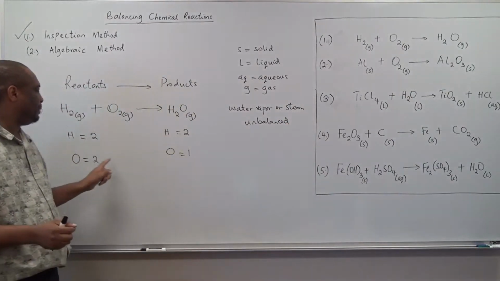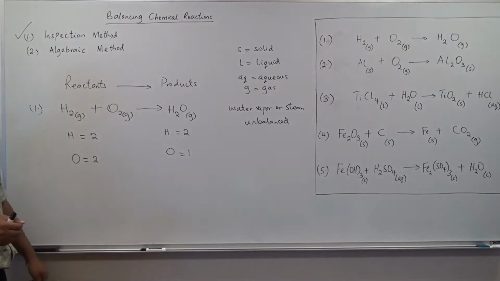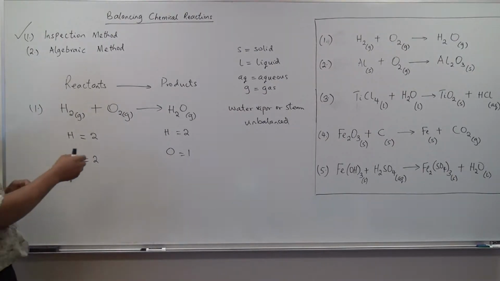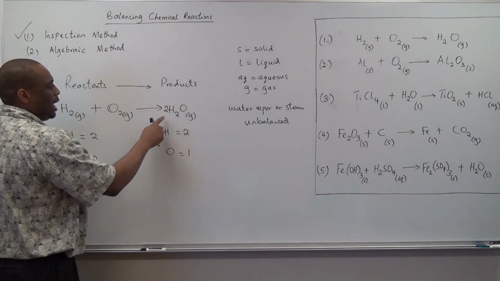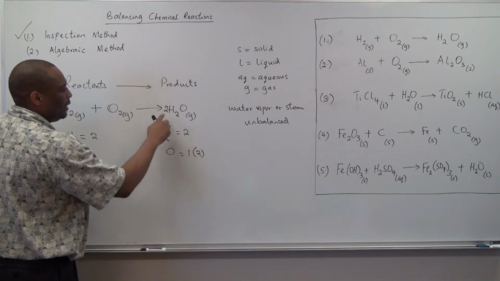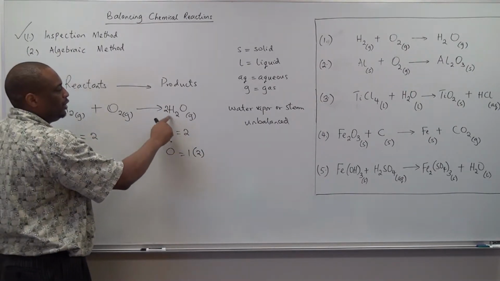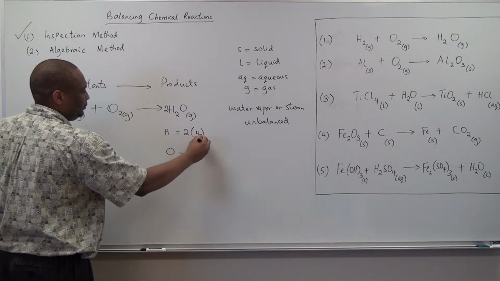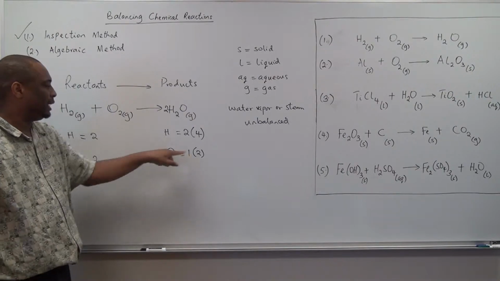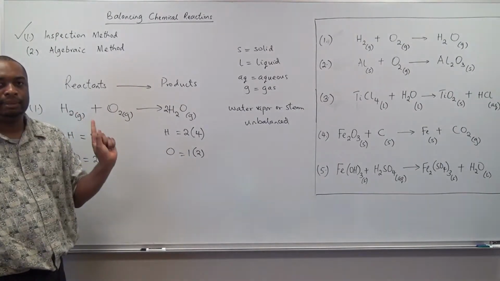So that means we have to balance this equation by balancing oxygen as well. We have 2 and 1, so the easiest thing we can do is to put 2 here. And when we put 2 here, it has balanced oxygen, that's right, but it has also unbalanced hydrogen. Hydrogen now becomes 2 times 2, which is 4. So we have 2 here and 4 here. 2 and 2 oxygen is balanced, but 2 and 4 hydrogen is not balanced.